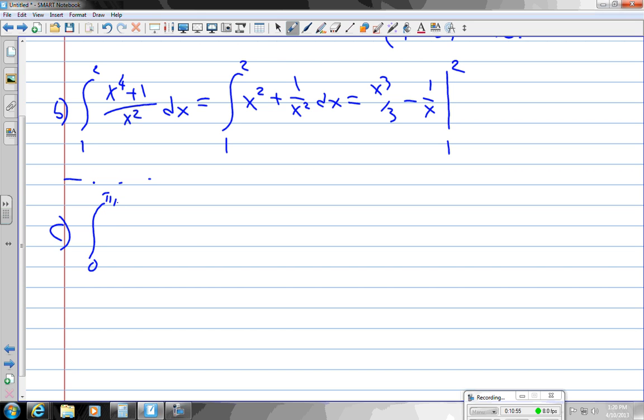The integral from 0 to pi over 2 of secant x tangent x dx. There you have to remember the derivative of secant is secant tangent. Therefore, the antiderivative of secant tangent is just secant. So the integral of secant tangent is simply secant x from 0 to pi over 2. Okay?